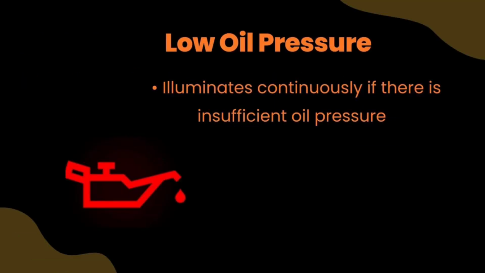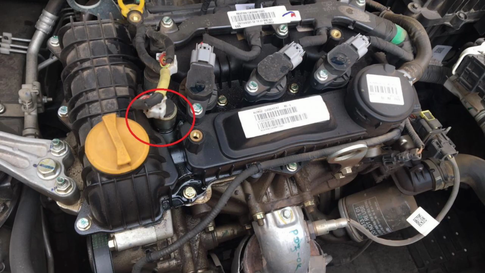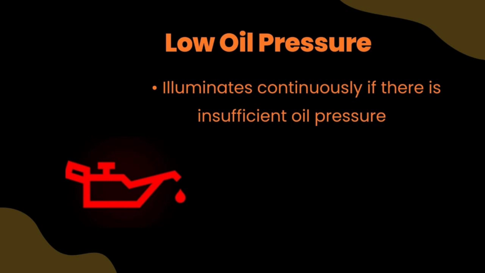This is an indication of low oil pressure. It illuminates when ignition is switched on. Once the engine is started, it turns off. It also illuminates continuously if there is insufficient oil pressure. So here you will have to note to stop the vehicle as soon as safety permits and switch off the engine as soon as possible.